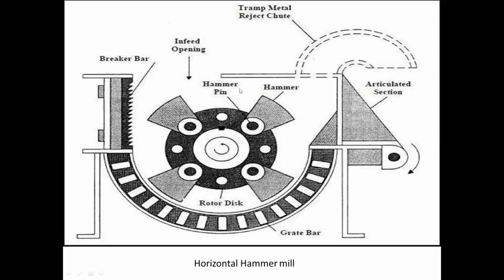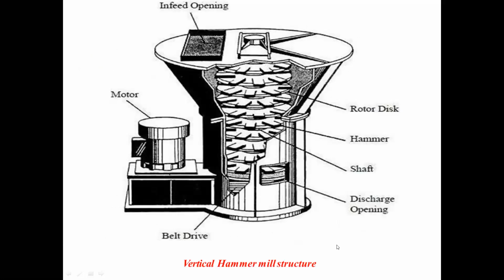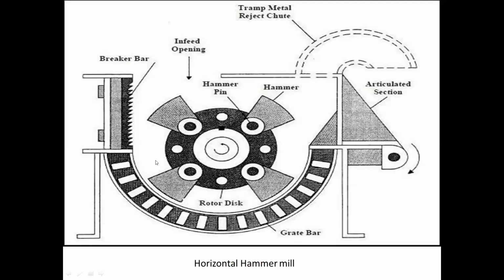We are going to be classifying the instrument. This is your horizontal hammer mill. How does this work? Simple. You have a waste which is going to be brought in, and you are going to be putting the waste over here.